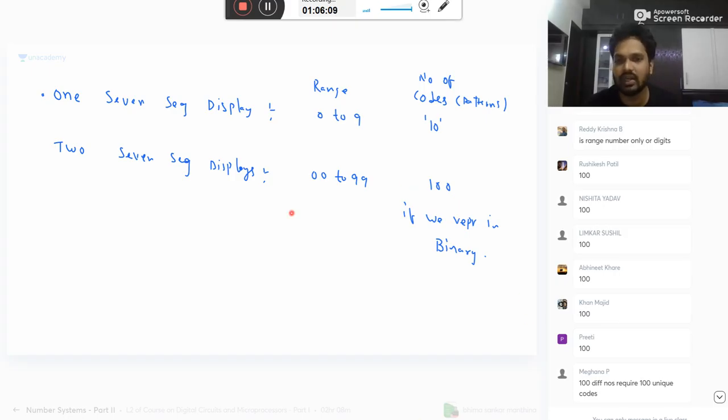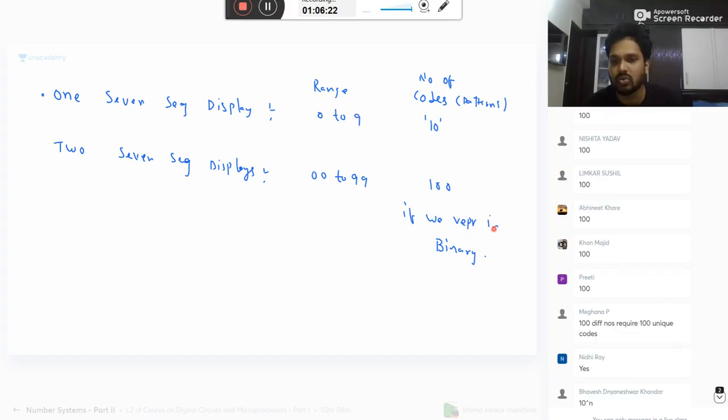If you have 3 digits, 1000 codes. If you have 4 digits, 10,000 codes, like that. What is this code? You understand? That is where you should give 1, where you should give 0 for the corresponding LED. So if you have 10 digits, 10 power 10 number of codes, you need that much amount of memory to store the codes only?